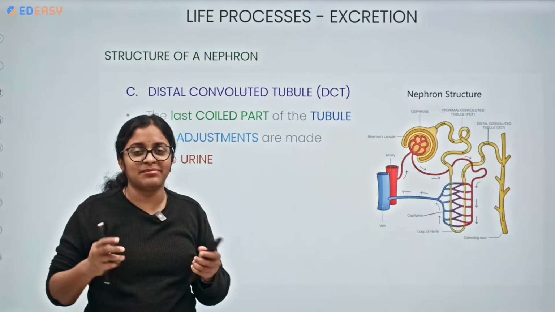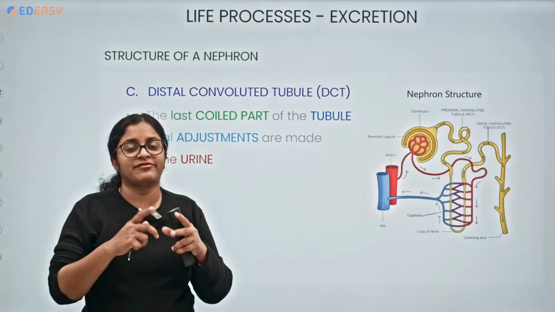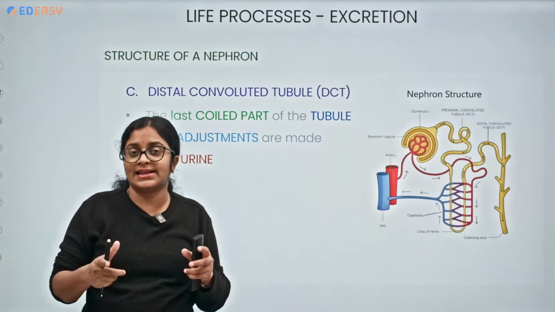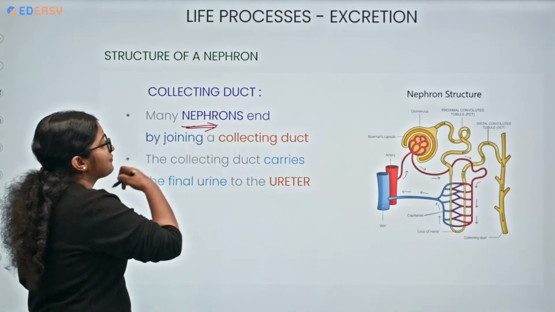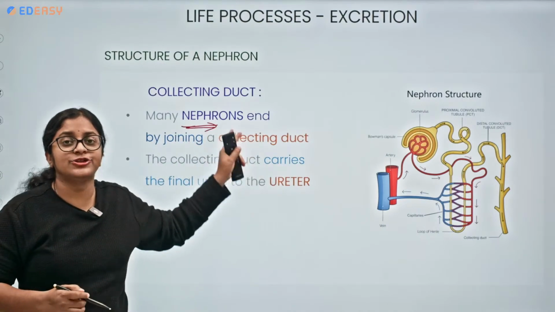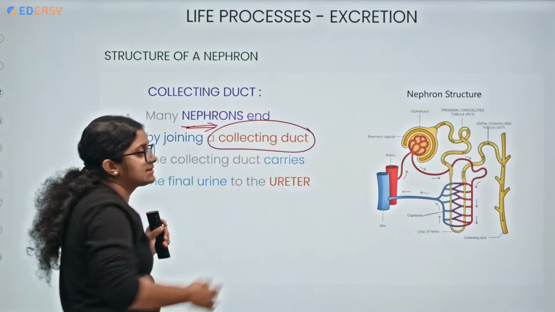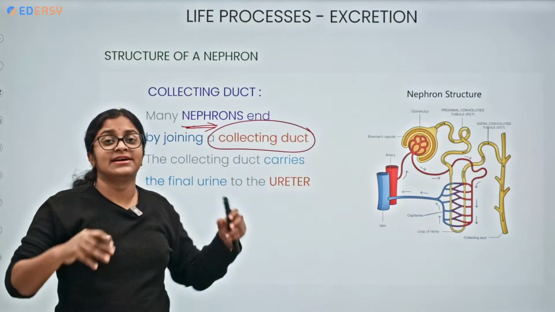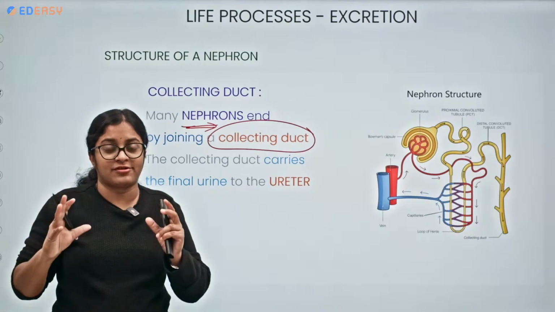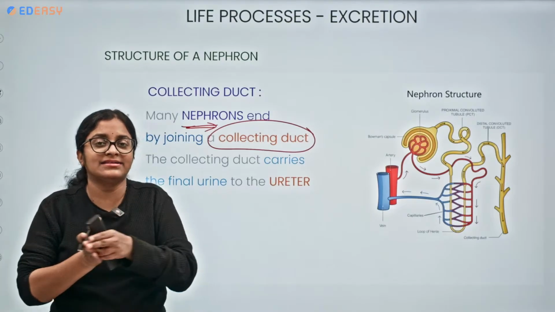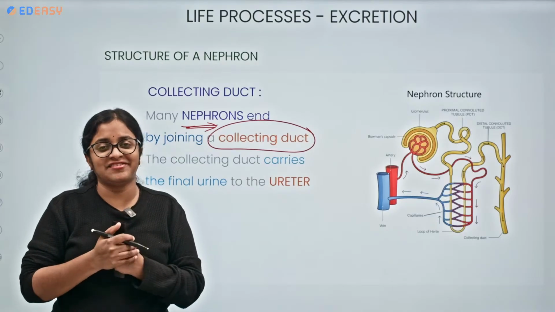After DCT, who is there? Many DCTs of different nephrons get connected together and end with the collecting duct. The collecting duct is where many nephrons end, get joined and form the collecting duct. So what does the collecting duct do? The collecting duct collects the urine from the different nephrons and guides this urine towards the ureter.